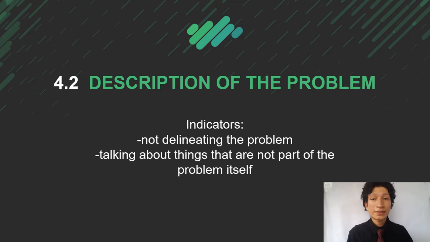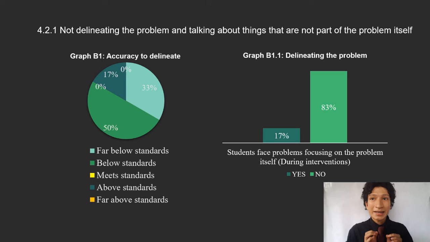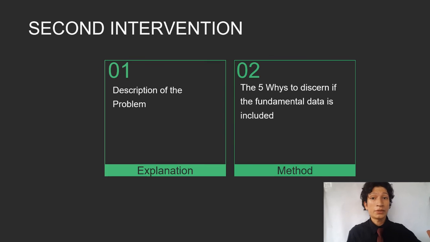The second variable, the description of the problem, encompasses two different indicators, which are not delineating the problem and talking about things that are not part of the problem itself. 50% of students stated that their accuracy regarding delineating the description of the problem is below standards. However, during the intervention, the researchers found out that only 17% of students kept on having that problem. How did they get to that?